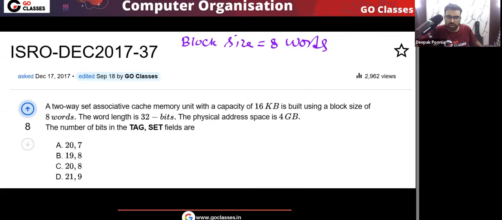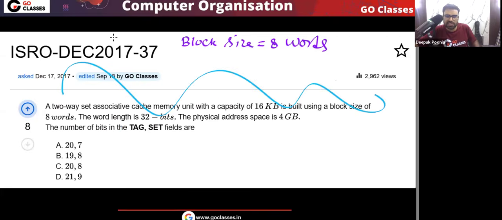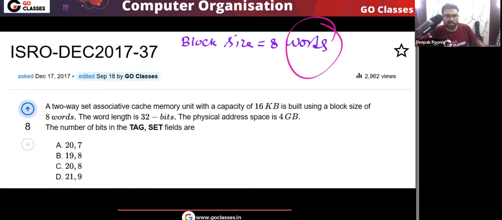So by default, main memory is always taken to be byte addressable. We will take main memory to be word addressable if and only if it is explicitly written in the question that main memory is word addressable. You can see in this question, it is not written. So by default, main memory is byte addressable. Here also you need to consider that main memory is byte addressable. So all the data that you have in words, you can convert into bytes. The word size is 32 bits, which means 4 bytes.